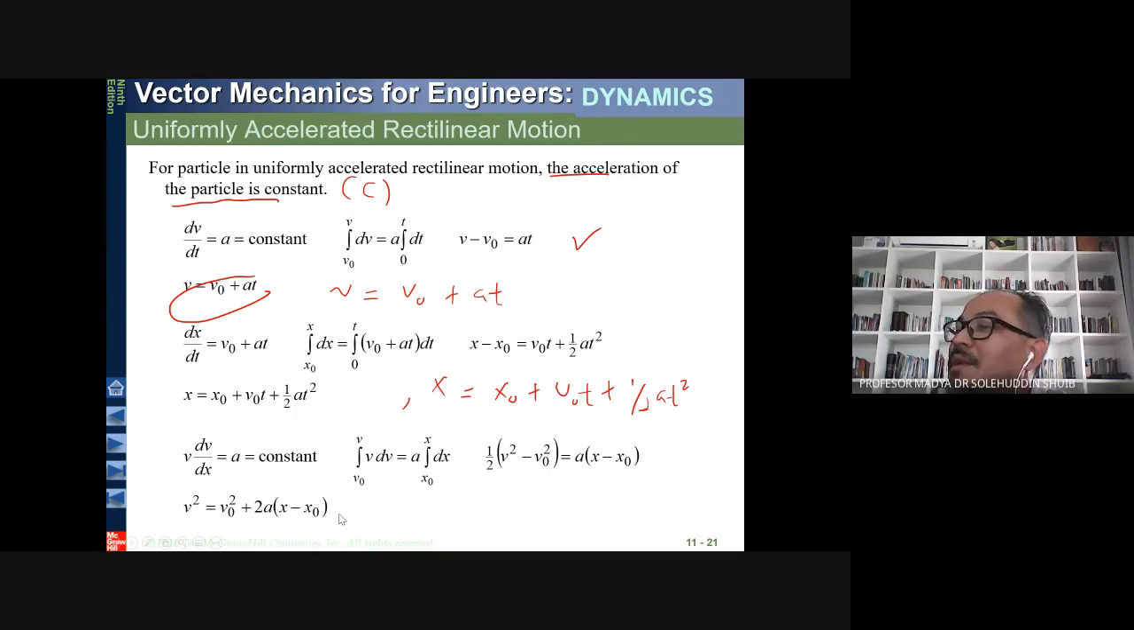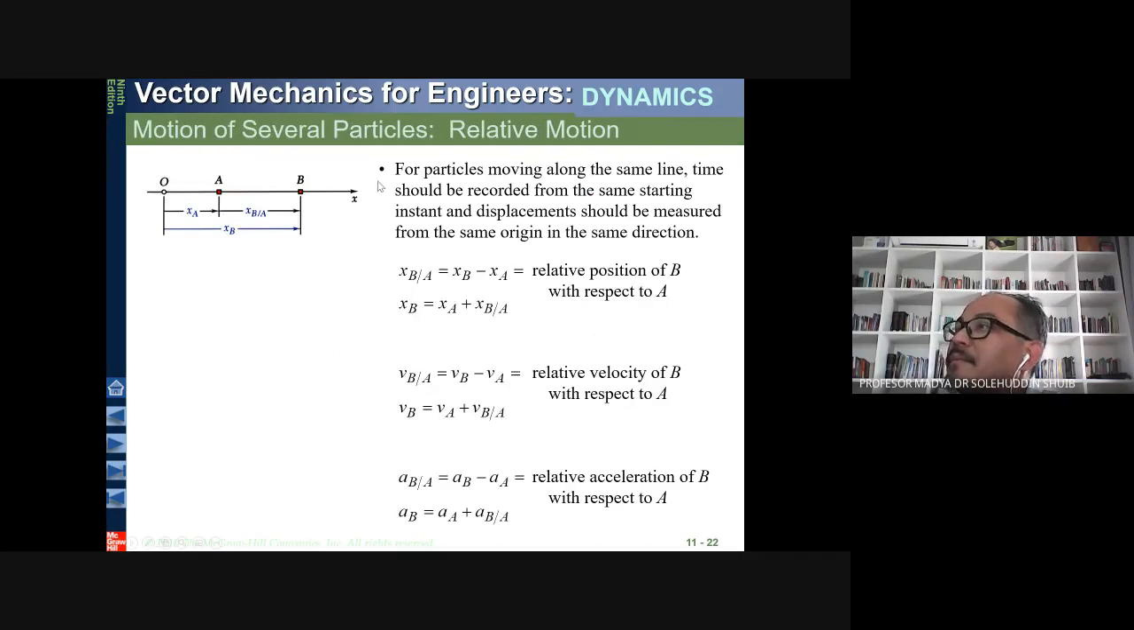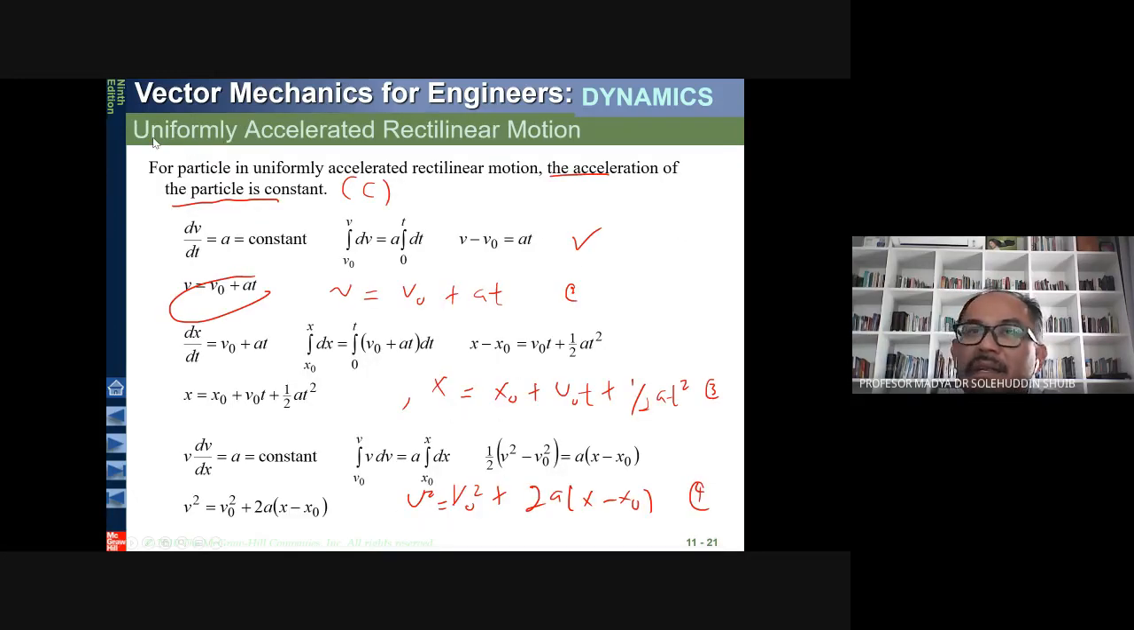And same thing for this one. We get v squared equal to v₀ squared plus 2as, right? So all of these are equations 2, 3, and 4. All of these equations we can use in the case of uniformly accelerated rectilinear motion. Okay, finished that one, uniformly accelerated rectilinear motion.